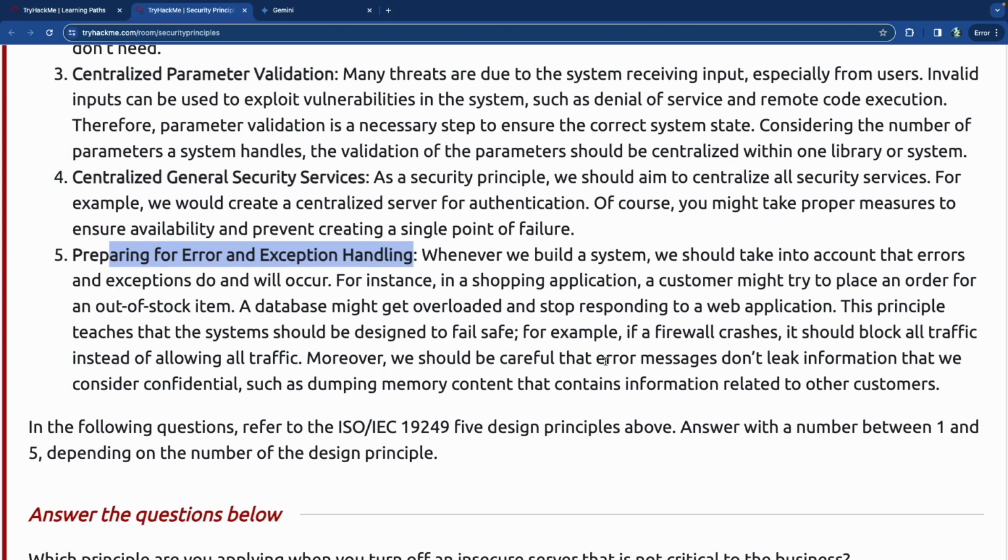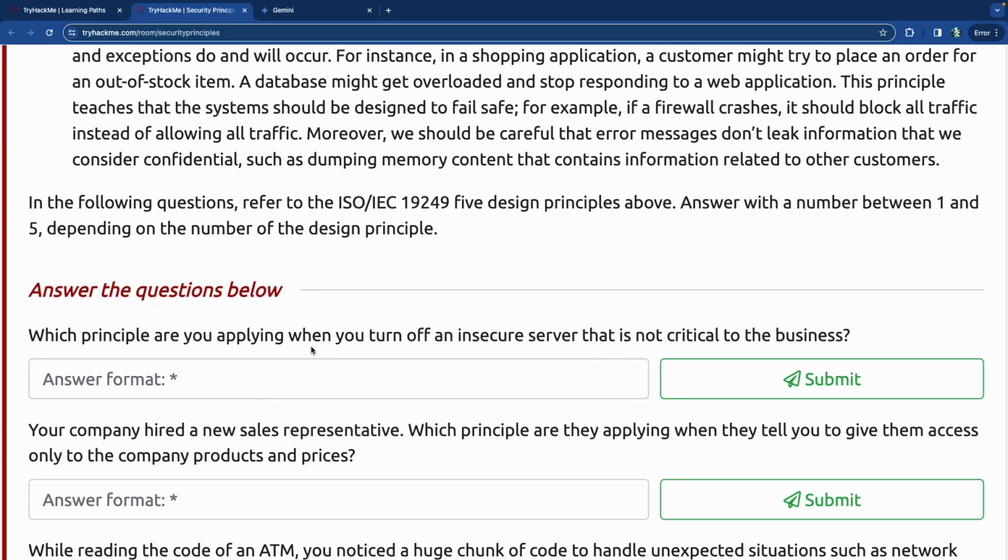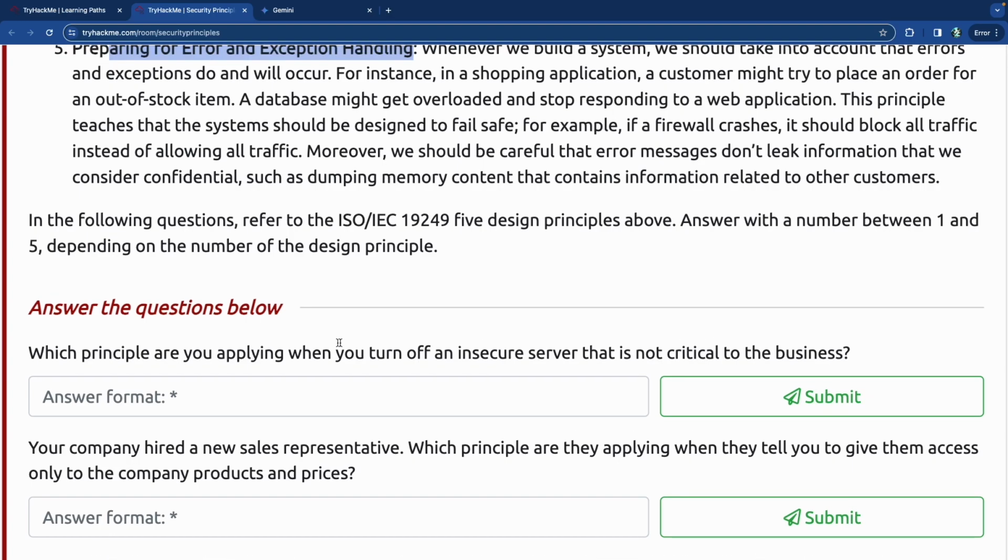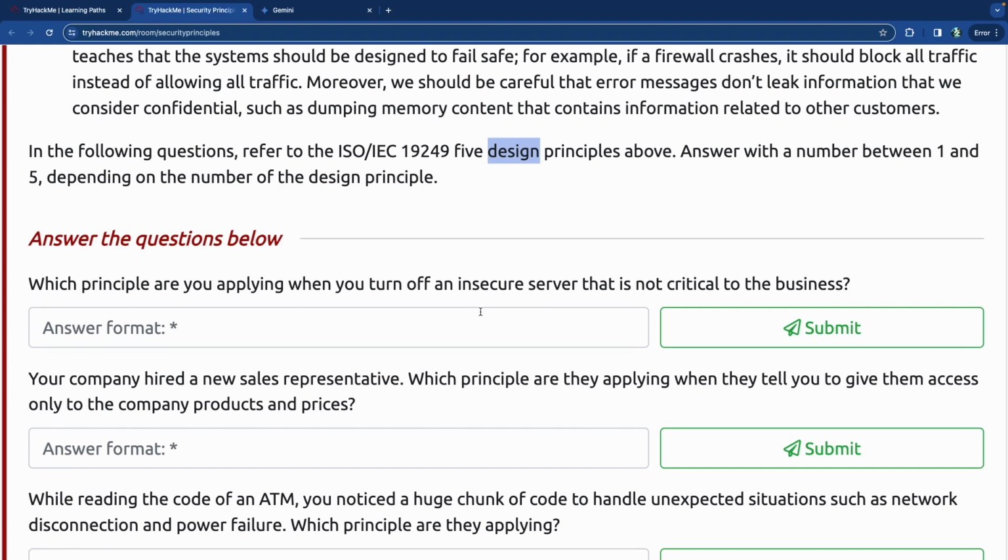Moreover, we should be careful that error messages don't leak information that we consider confidential, such as dumping memory content that contains information related to other customers. So in the following questions, refer to the ISO IEC 5 design principles above. So we're looking at design principles, not architectural principles, and answer with a number between 1 and 5 depending on the number of the design principle.